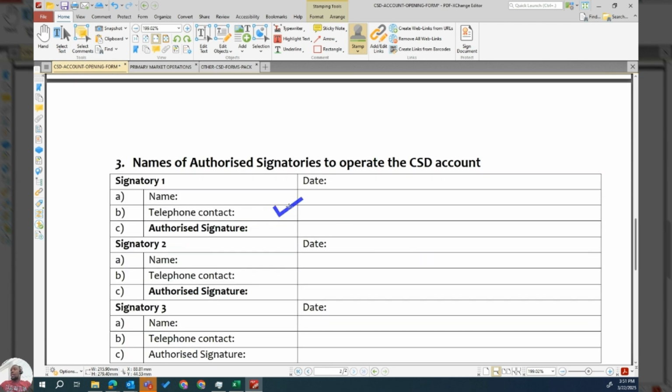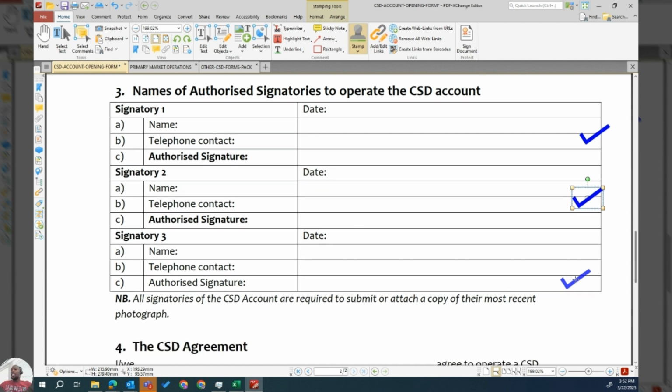Then you come down, name of authorized signatories. If it's an individual account, you're one person, then you're the only one that must put yourself there. This should match the data that is on your bank account. If you have a joint account and you have more than one signatory, then you need two people. If you have a company account that has more than one signatory, then you might have to add more people, depending on the capacity. But I know most people who are interested in this are doing it at individual capacity. So one person will be enough.